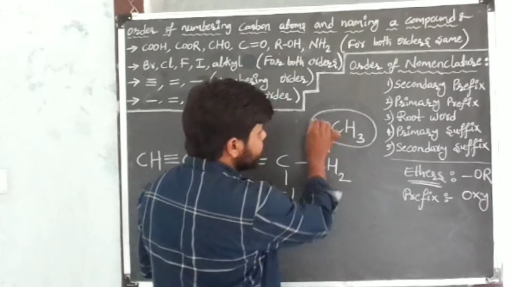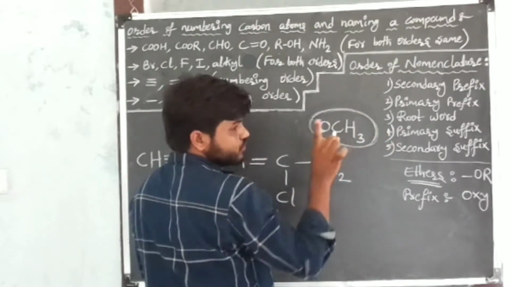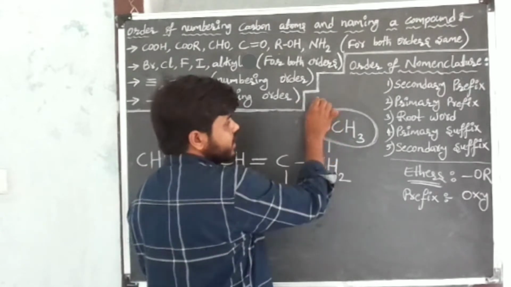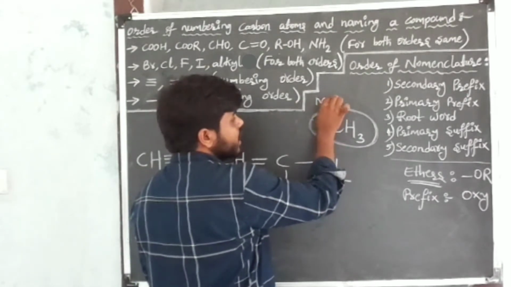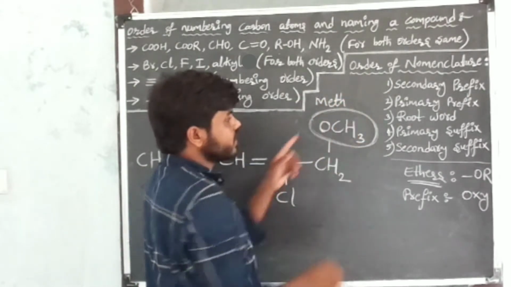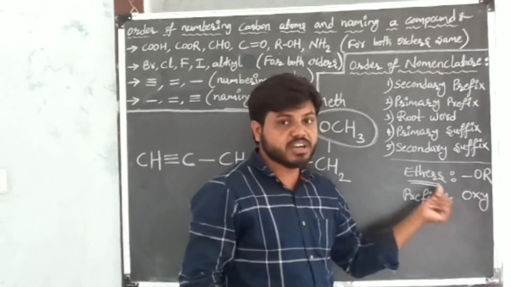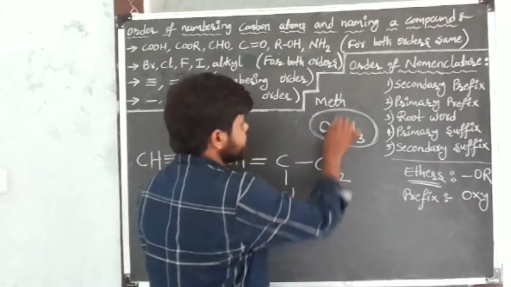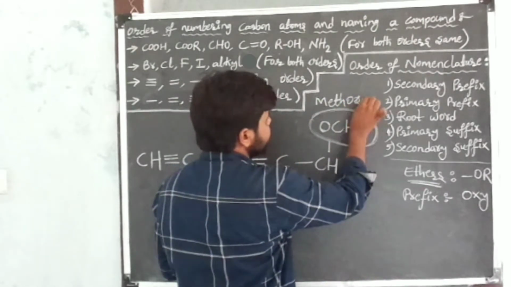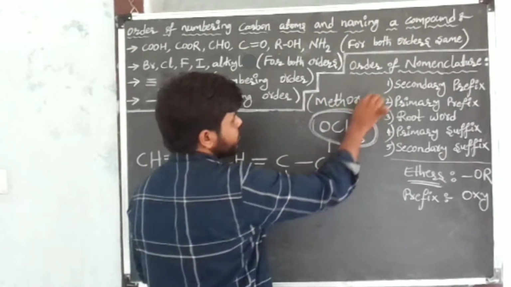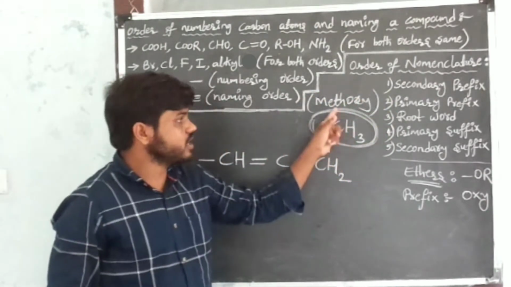See here, for the name of the ether, in this ether compound, one carbon is there. The root word of one carbon is what? Meth. The prefix of ether is what? Oxy. So that's why I am writing oxy. The name of the ether compound is what? Methoxy.